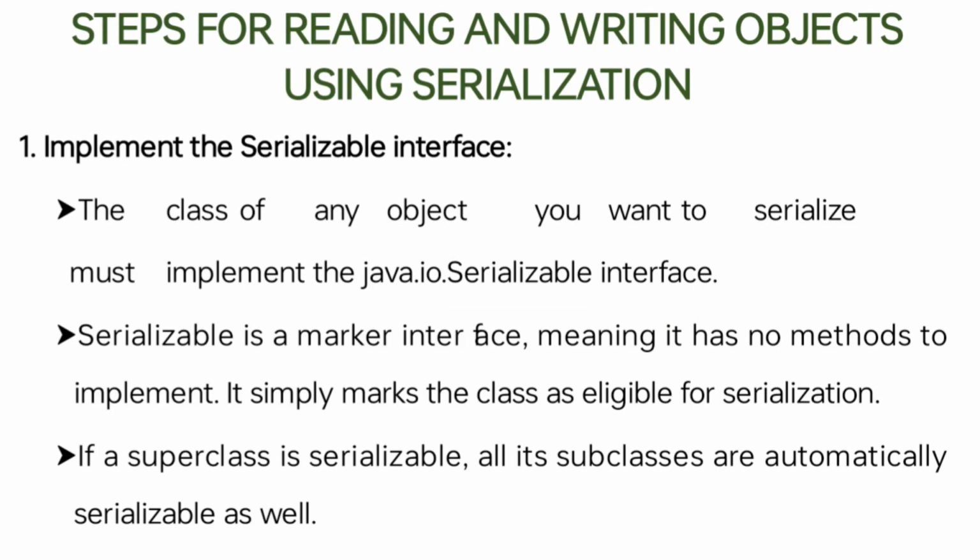Steps for reading and writing objects using serialization. First, we have to implement the Serializable interface. The class of any object we want to serialize must implement the java.io.Serializable interface. Serializable is a marker interface. That means it has no methods to implement. It simply marks the class as eligible for serialization. Here no methods are defined inside this Serializable interface. If a superclass is serializable, all its subclasses are also automatically serializable.